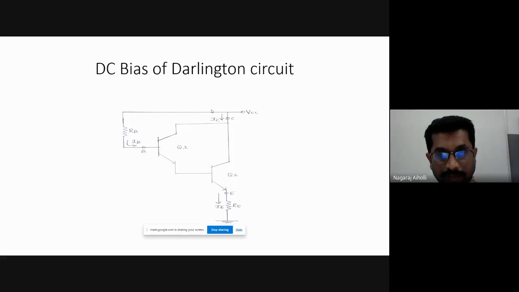Tell me the KVL equation, students. VCC minus IBRB, positive to negative, minus IBRB, current entering positive, current leaving negative. Then here VBE, VBE is taken as a single VBE because it is acting like a single transistor. Then minus VBE, minus IERE is equal to 0.